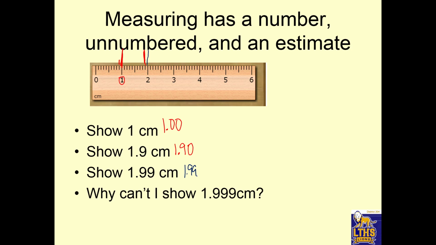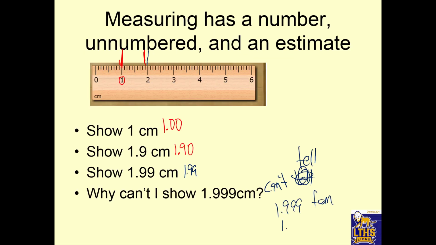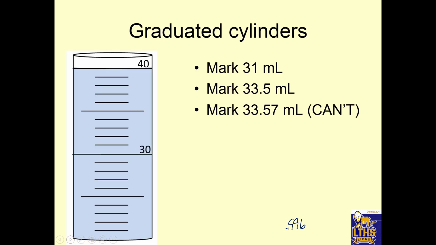Why can't I show 1.99999999999999? I can't tell it. I can't tell 1.999 from 1.99. Just say 6, right? So if you're within 1 or 2, you're fine. But if you're not within 1 or 2, you're not fine. Okay. So basically, you got to give an extra number compared to what you've been asked to do all your life.